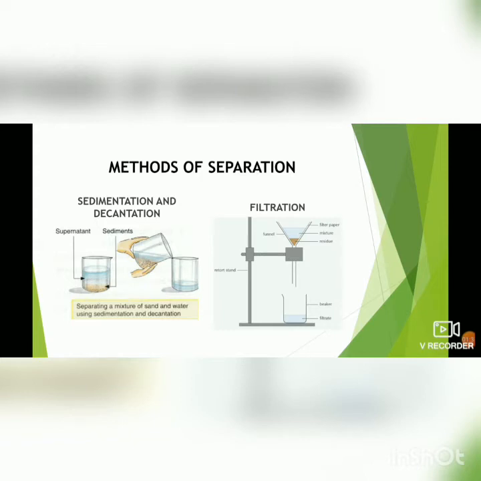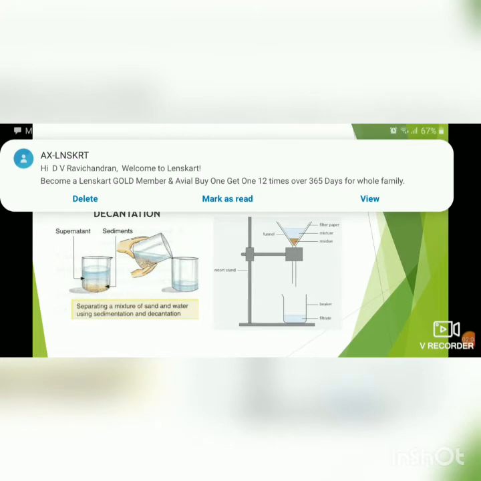You collect the muddy water and leave it for a few minutes so that all the mud settles down at the bottom. This layer of mud is called the sediment and the water above is called the supernatant. After leaving for some time, this supernatant or the water above is then slowly poured into another vessel without disturbing the sediment. This process is called sedimentation and decantation.